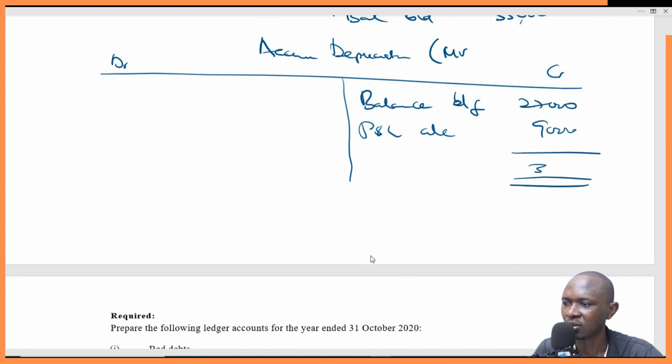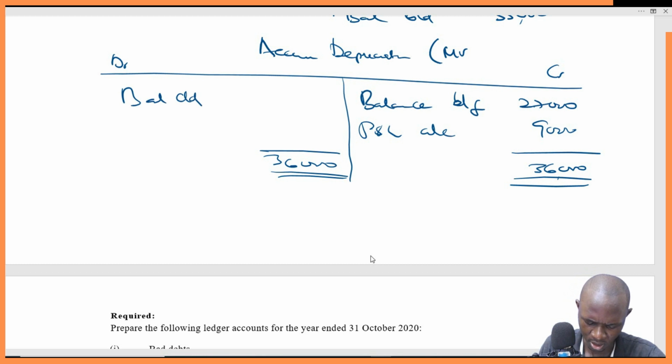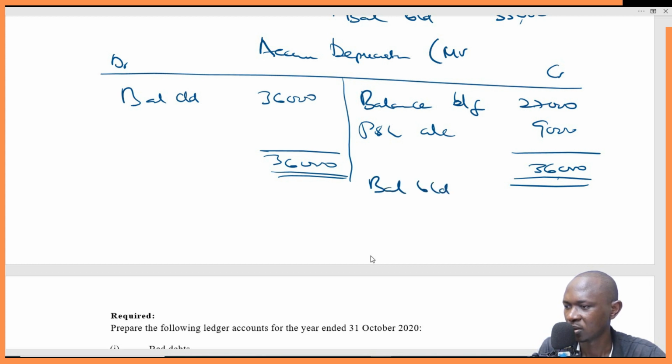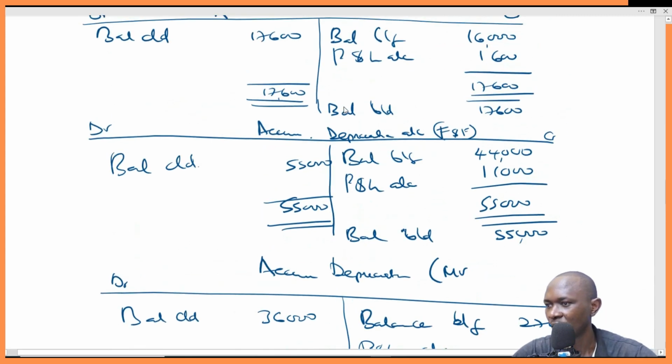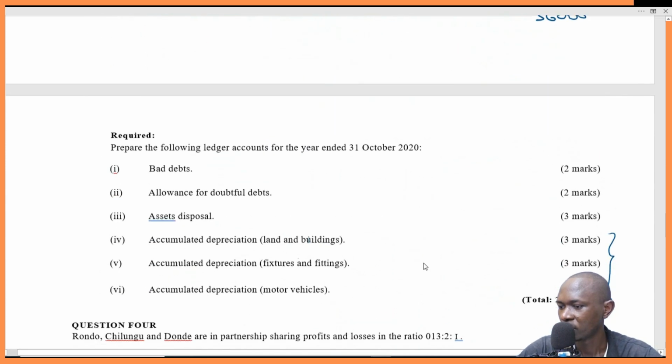Then let's get the total. This is 36,000. So we say balance carried down 36,000. Balance brought down 36,000. So that's how we go about it. I think everything is all perfect. We should have covered everything.